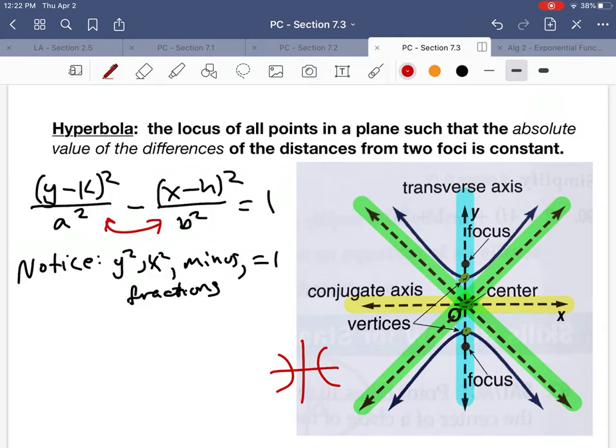All right, so some things to notice about this. Your center is still (h, k).